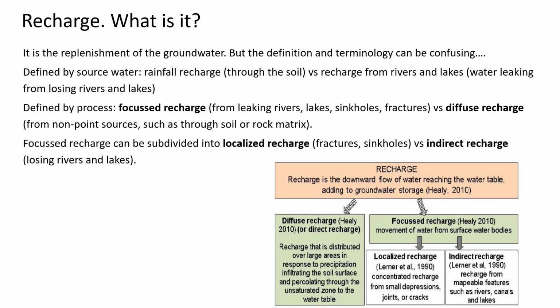And then we can further subdivide focused recharge into localized recharge, which could be a specific point. So that could be a fracture or a sinkhole on the Earth's surface that water will flow through. And it could be indirect recharge. So that's from losing rivers and lakes where the water is leaking from the bottom of them, but over a larger area. So it's a bit less focused and it's more indirect.